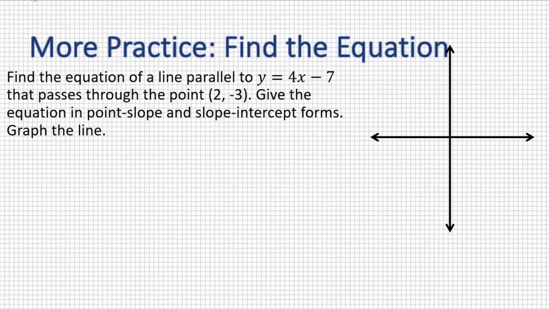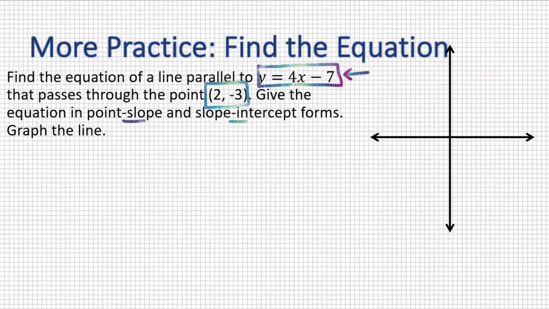Here we're asked to find the equation of a line that's parallel to this one, y is equal to 4x minus 7, and our new line will pass through the point (2, -3). We're asked to give the equation in both point-slope and slope-intercept forms, and finally, we'll graph this line. So what information do we have?